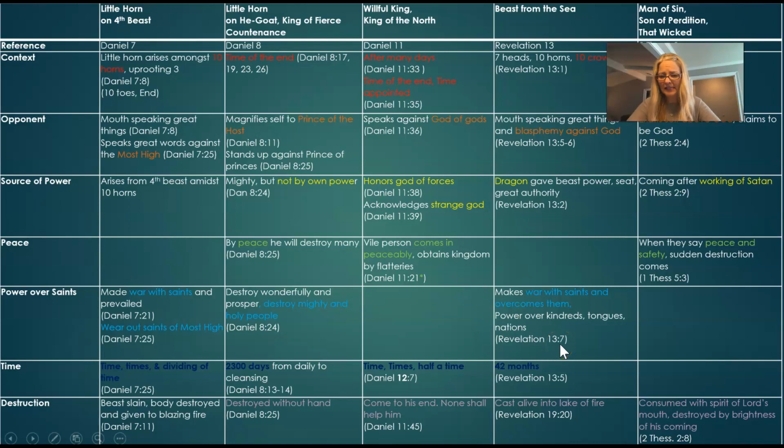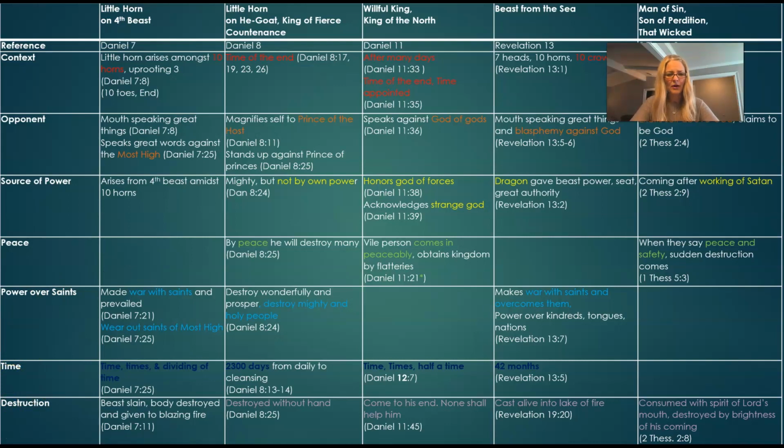The beast from the sea in Revelation 13:7 is described as making war with the saints and overcoming them. The beast from the sea will exercise power over kindreds, tongues, and nations. In addition, the timing of their reign is related in all of these different cases.